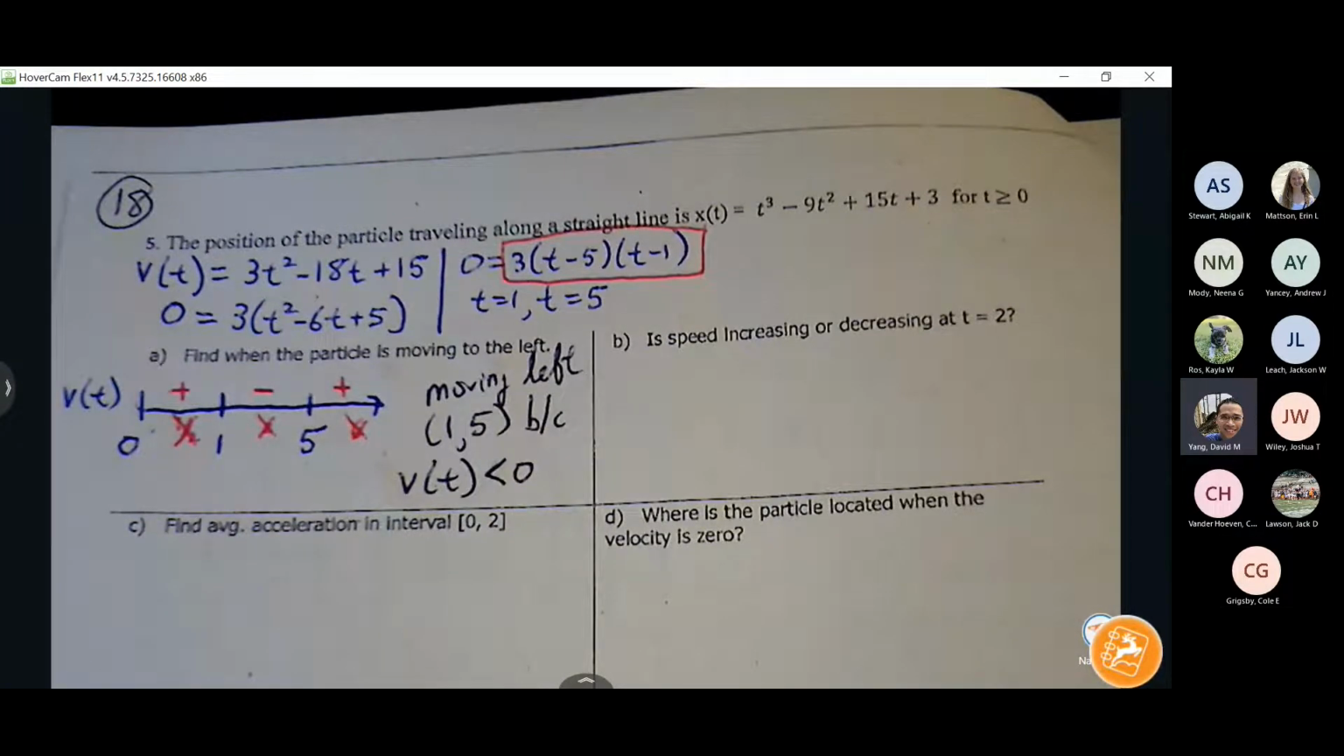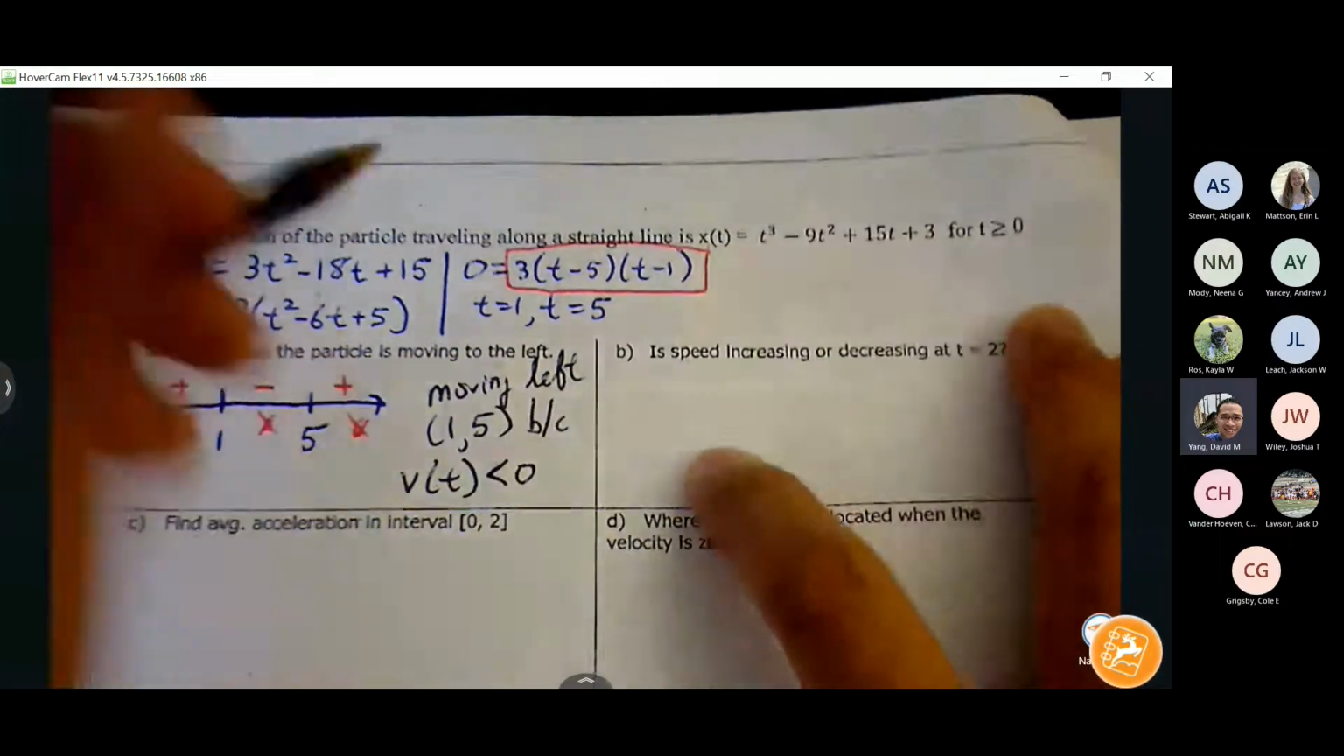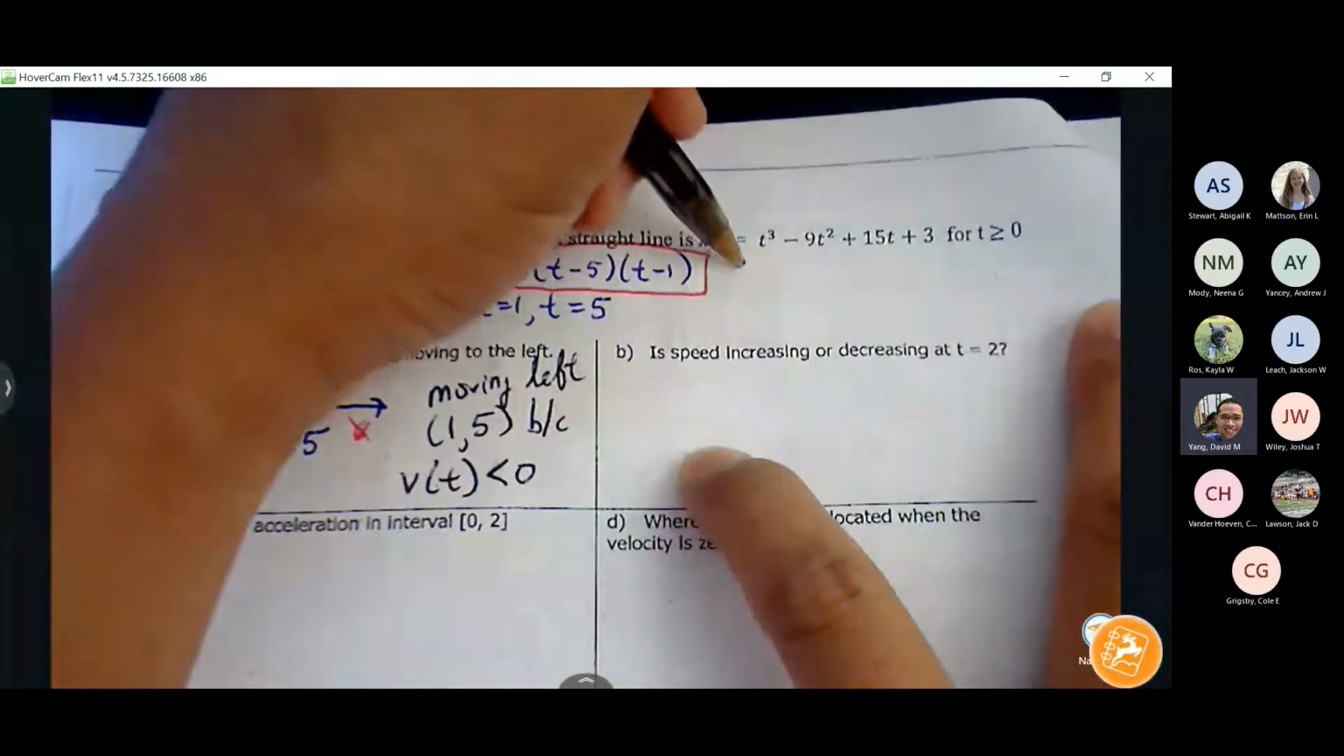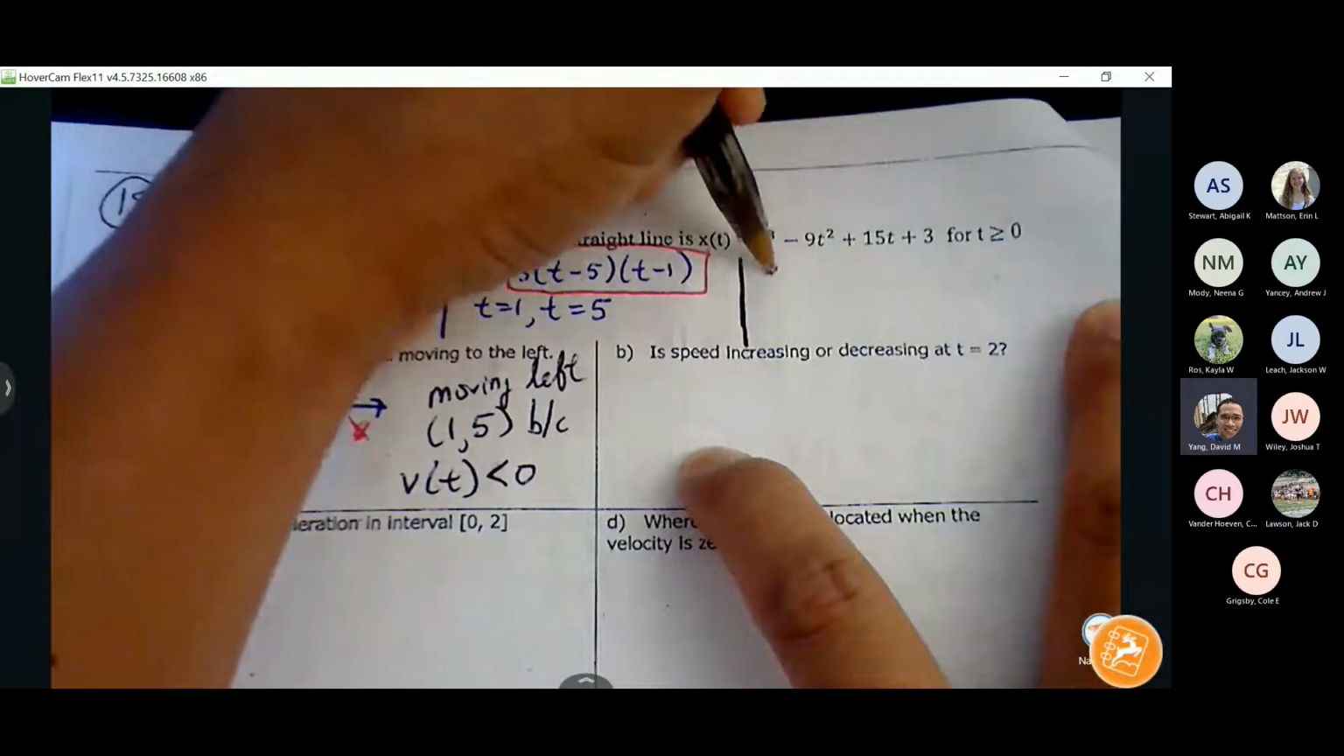If their signs are the same, one is positive, the other is positive, or one is negative and the other is negative, then that's going to indicate increasing speed. But if one is positive and the other is negative between velocity and acceleration, then we know speed is decreasing. But that means we have to work our way down to our acceleration function. So I'm going to just gather that information.